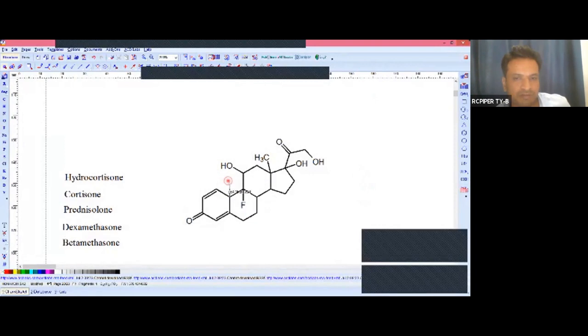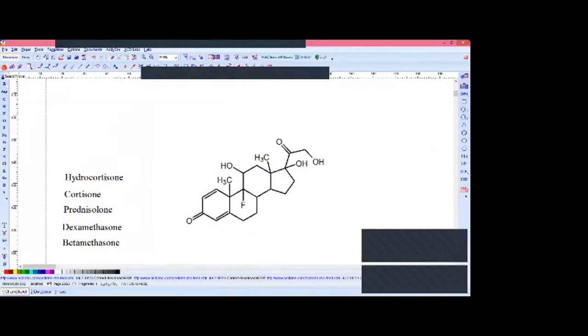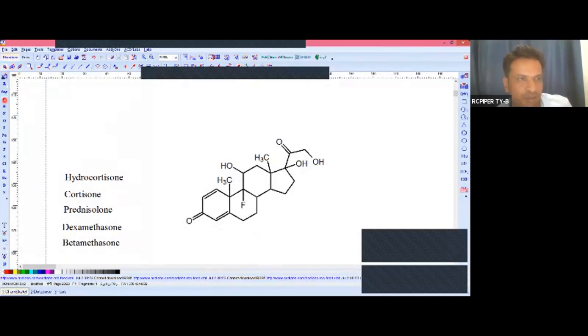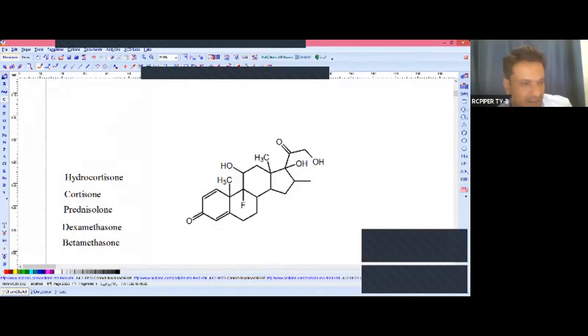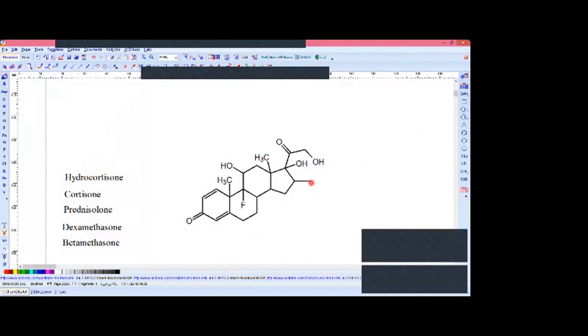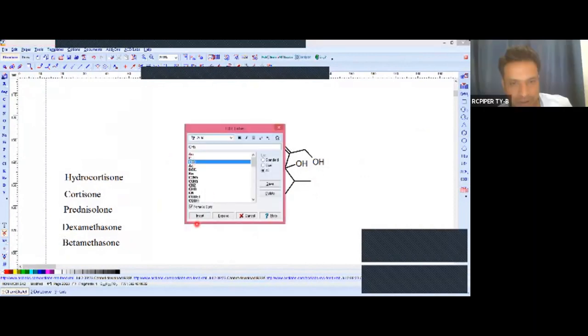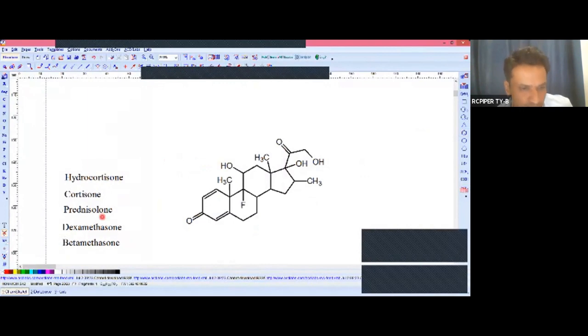One more substitution. C9 is substituted with fluorine, and the other substitution is actually the difference between dexamethasone and betamethasone. Carbon 16 is substituted by what? CH3, that is a methyl group. So now from prednisolone you can make dexamethasone and betamethasone.